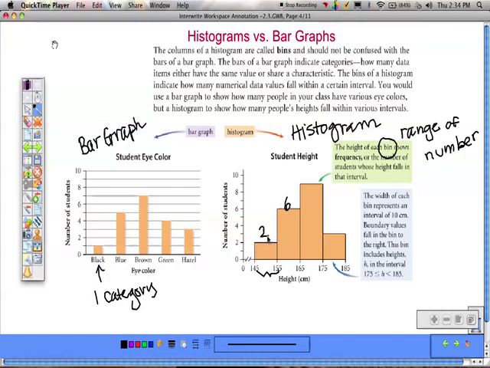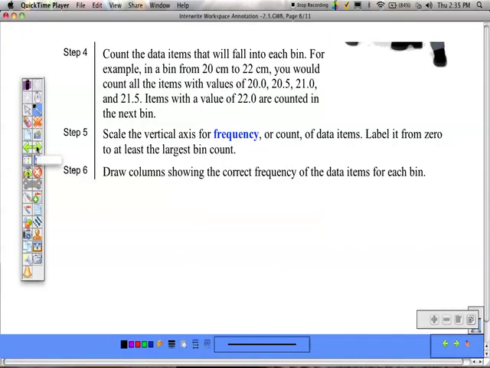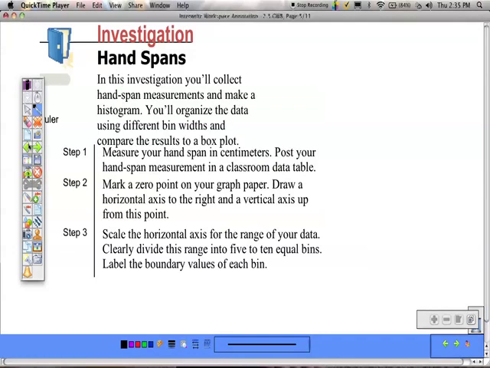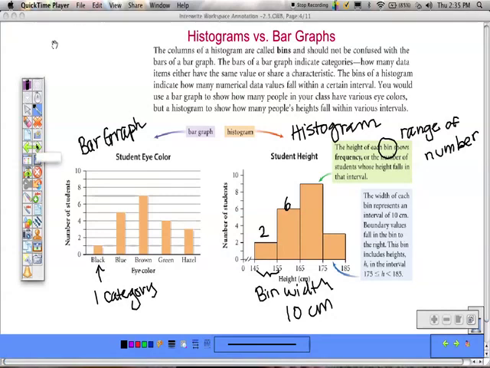Now, one thing you'll be asked a lot is the bin width, and the bin width is just how wide the bin is. So here the bin width would be 10 centimeters. It's just how wide the bin is in a histogram. All right, in class you do a handspan investigation. We'll skip that for now. So that was mainly the difference between a histogram and a bar graph. The histogram has bins instead of bars, and the bins contain a range of values. It shows how many fit into that range.